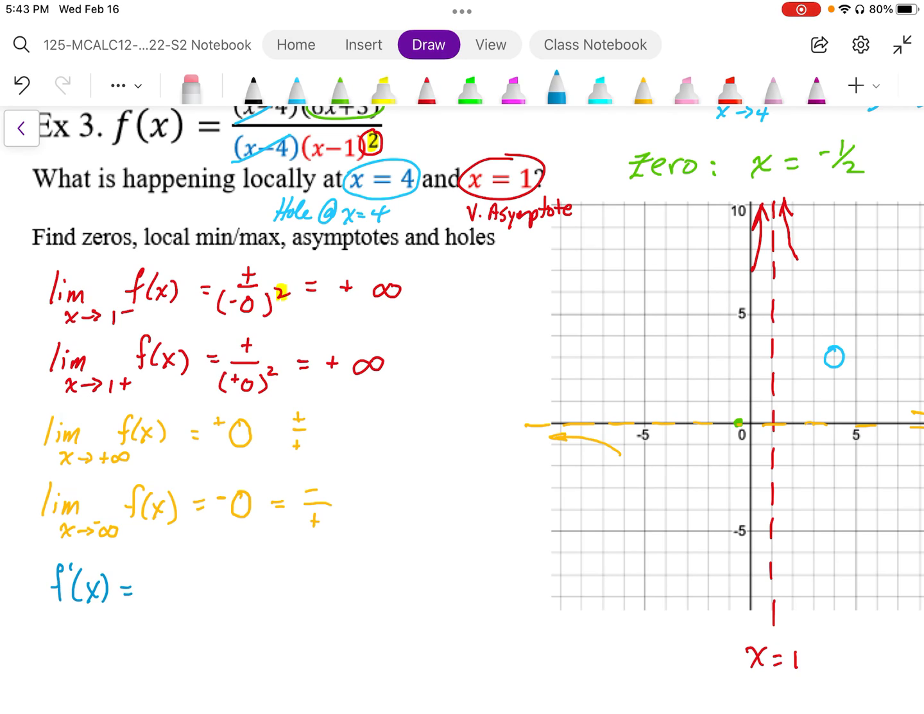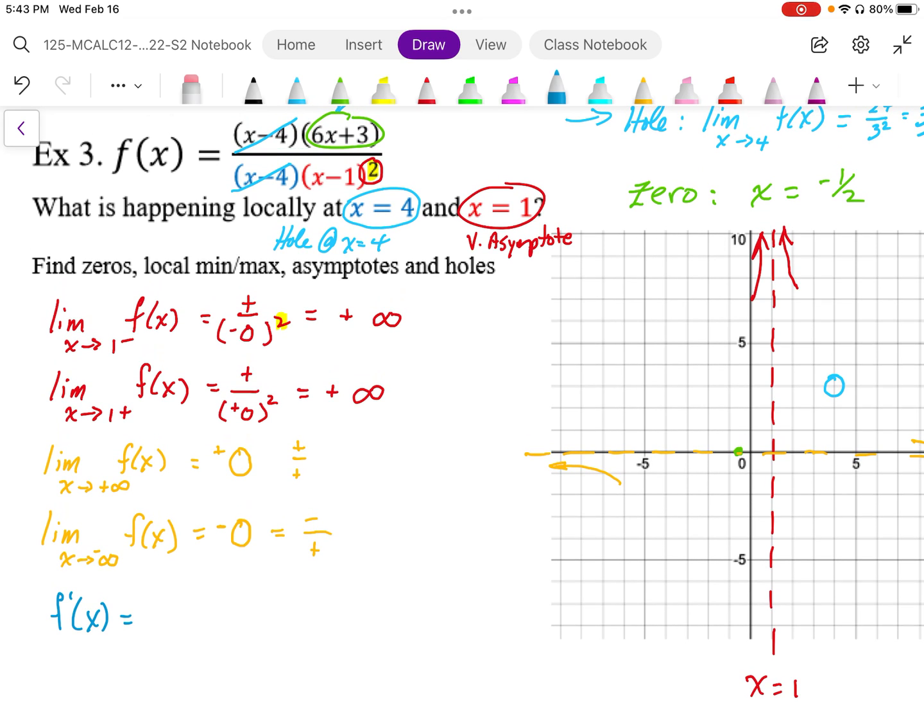So f prime of x, differentiating 6x plus 3 over x minus 1 squared. I'm going to differentiate the numerator, I'm going to leave the denominator as is, minus 6x plus 3, and then differentiate the denominator to 2x minus 1. That's going to be all over x minus 1 squared, so power 4.